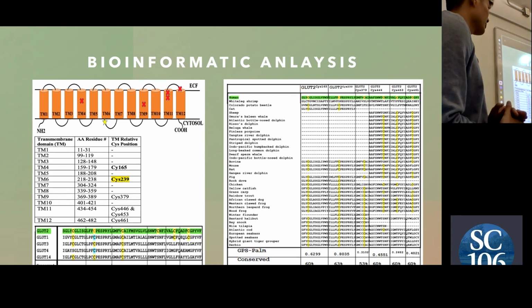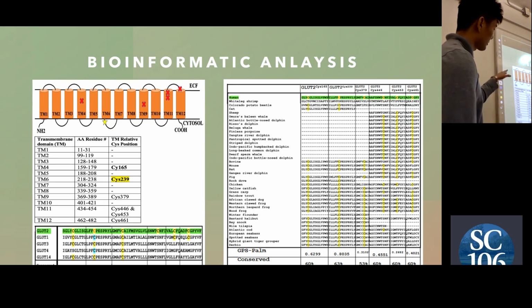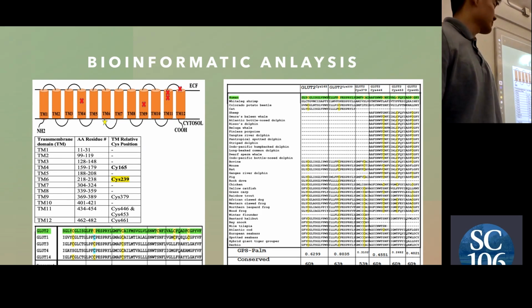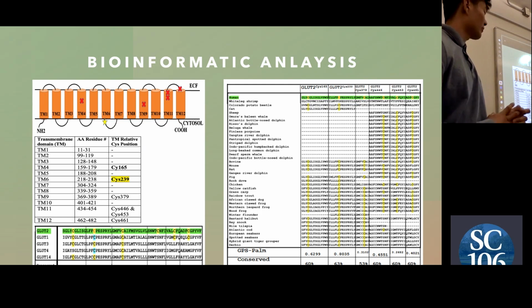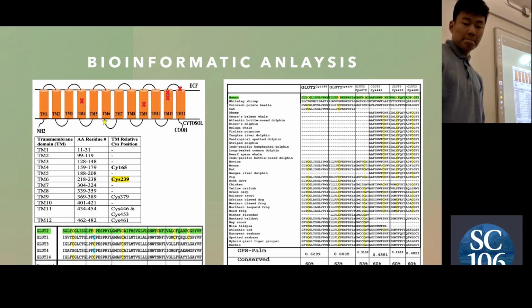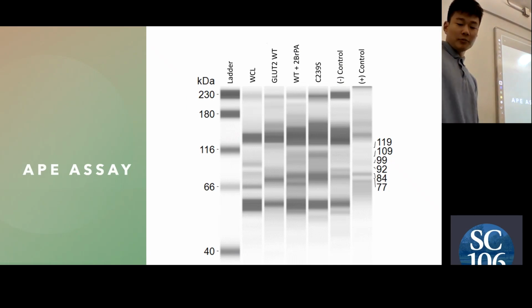Based off of this, we also used the UniProt program to obtain the amino acid sequences as well as the transmembrane domains. And based off of that, we were able to construct the schematic structure diagram of GLUT2 and place the relative cysteine residues that the GPS Palm program gave us onto their sites. Cysteine 239 was present between transmembrane 6 and 7, and conveniently it was within the cytosol, as well as around the same area as the other known cysteine residues for GLUT1 and 4.